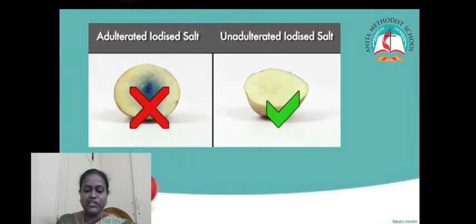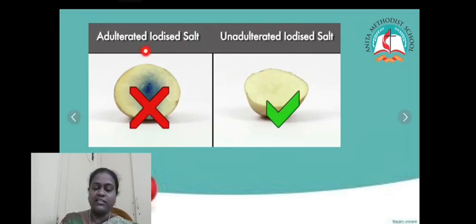See, if the salt is adulterated, then it turns to blue color. If it is a good salt, then the color will not be changed. So this is how we can find whether the salt is adulterated or not. I hope you will find this out.